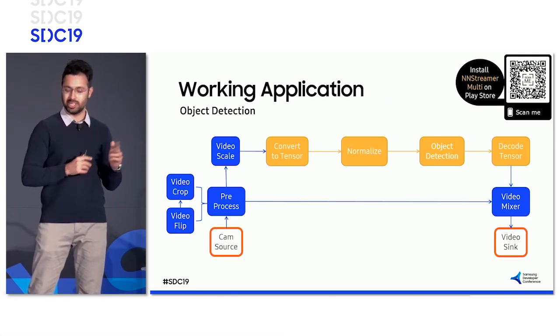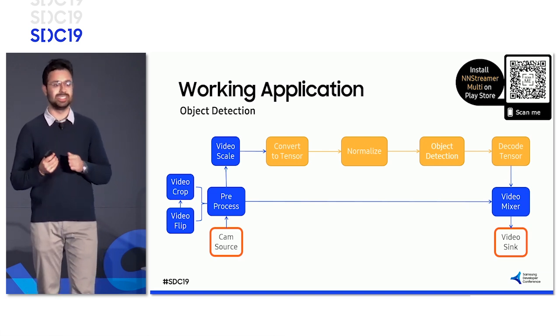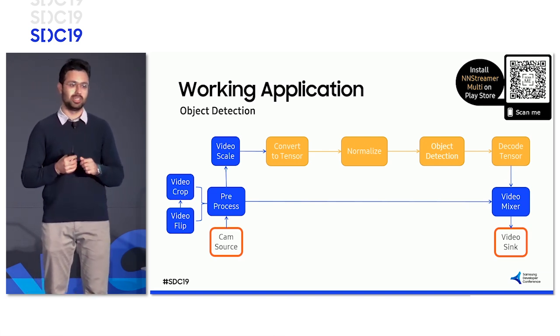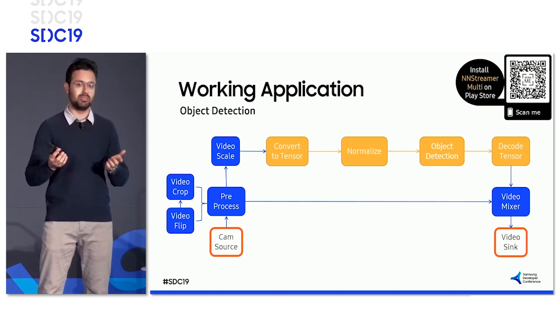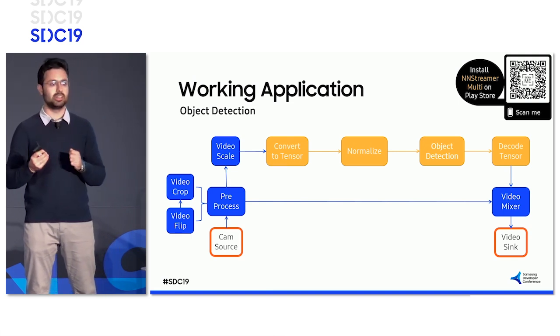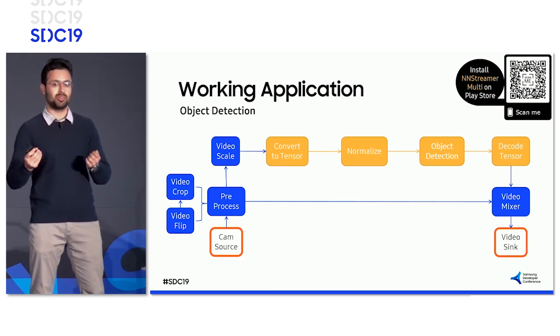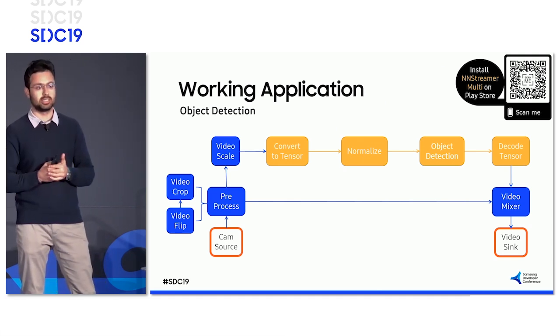We have 2 color schemes used here for the elements. So the blue color elements represents data in the video format. So they can be your frames in RGB or NV12 encoded formats. However, the orange color elements represents data in tensor format. So in tensor format, you can represent any arbitrary data in a multi-dimensional array.